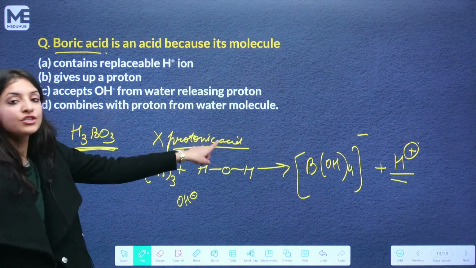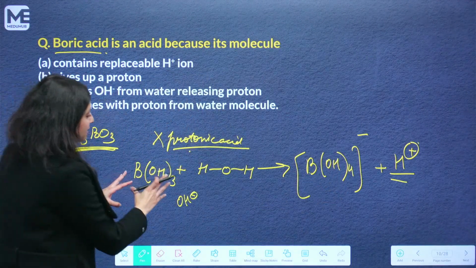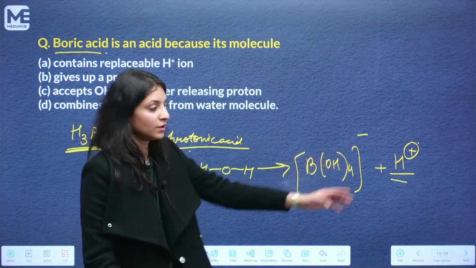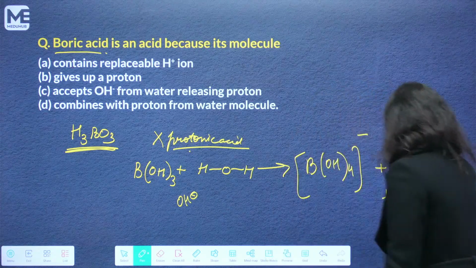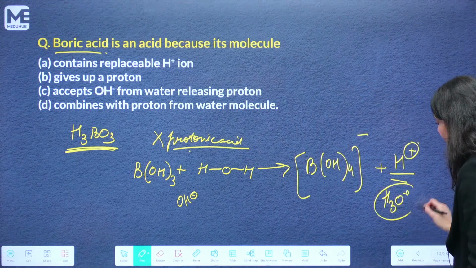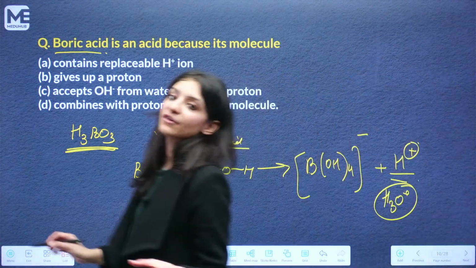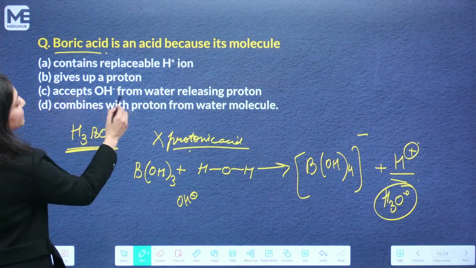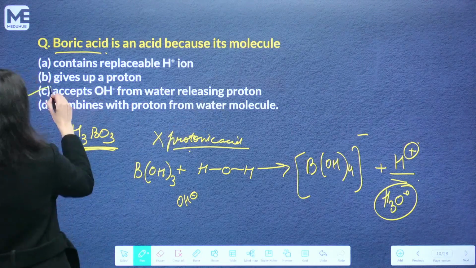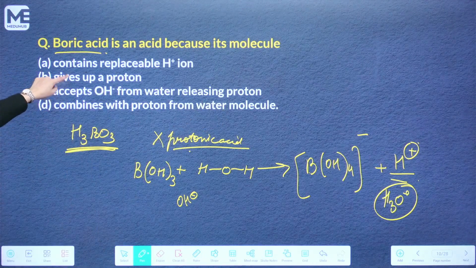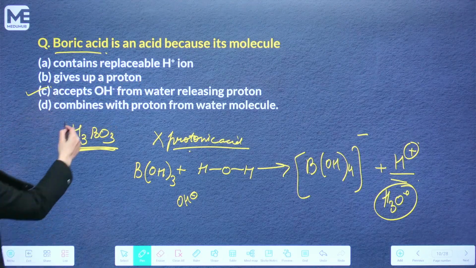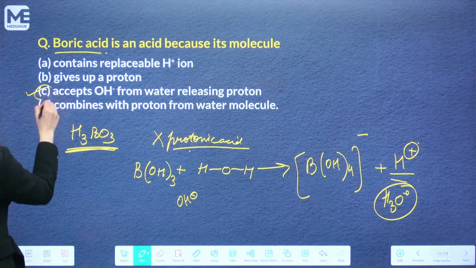It does not furnish a proton, but it takes away an OH minus from the water and then gives a proton. This proton in water is obviously present as hydronium ion. So it partially hydrolyzes in water. So the answer is it accepts OH minus from water, releasing proton, correct. It does not give up a proton, it does not contain any replaceable H plus, and it does not combine with proton to form water molecule. So the correct option is C.